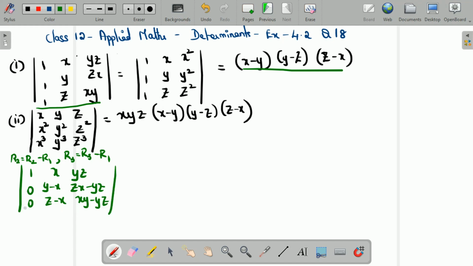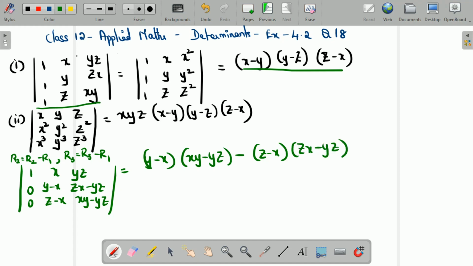Now that two entries in this particular column are 0, I'm going to expand along this column. So this means it is y minus x into xy minus yz, minus of z minus x into zx minus yz. First I'm going to take common things outside. So here it is y minus x. Here I'm taking a y outside, so you get x minus z. Here I'm going to take a z outside, so this is z minus x, and this will become x minus y.